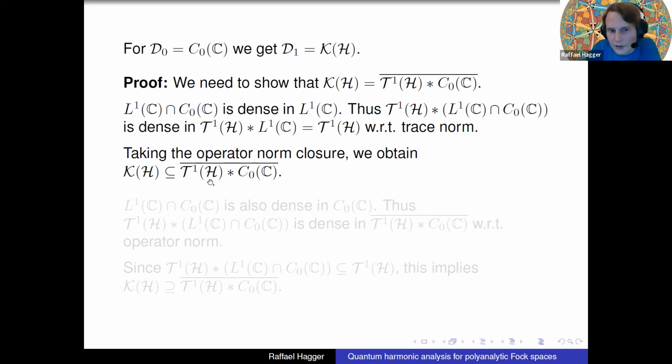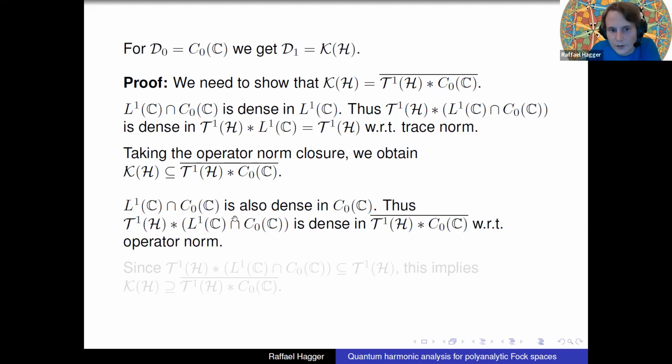The other way around is actually very similar, because these continuous functions in L1 that vanish at infinity are also dense in C0 with respect to the supremum norm, right? So with the same argument as before, this here will be dense in this here. You should take Young's inequality again, and now it's dense with respect to the operator norm.